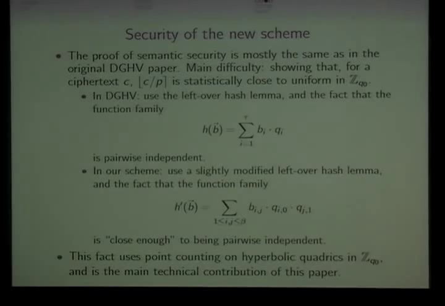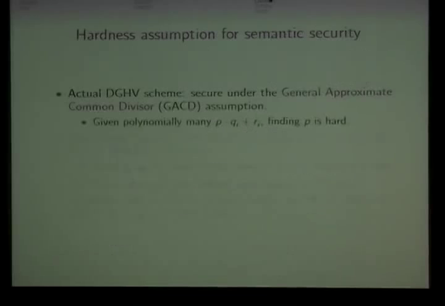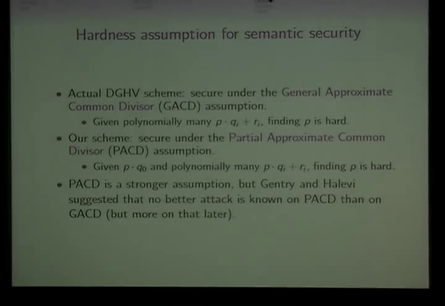So you have to count points on hyperbolic quadratics over Z mod q0. And that's probably the main technical contribution of that paper. So what are our hypotheses? The scheme I've just described, both our simplified scheme from Eurocrypt and our paper, is based on the partial approximate common divisor problem. So you have plenty of near multiples of some number p and an exact multiple. That's our problem, and we suppose that it's hard.